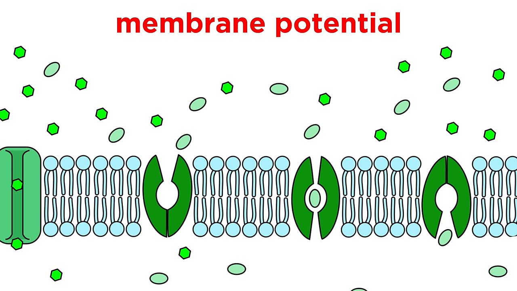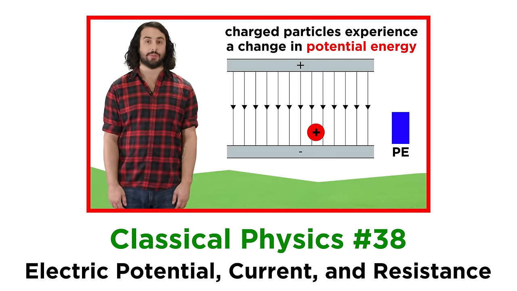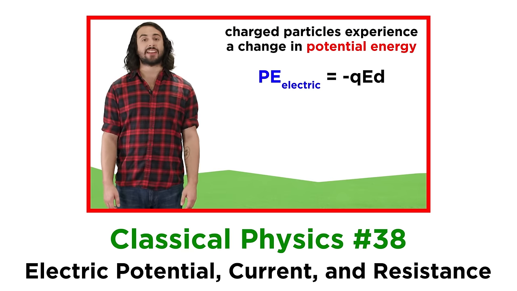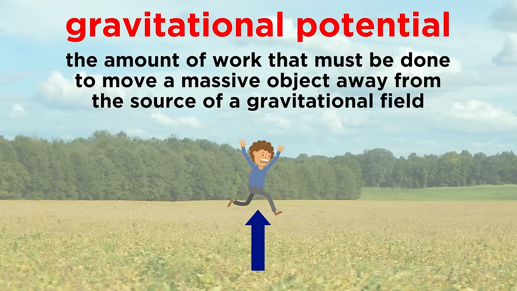In learning about how neurons work, the most important concept to understand will be the notion of membrane potential. This is a kind of electric potential, a concept we discussed from the standpoint of physics in the classical physics series. To put it as simply as possible, electric potential describes the amount of work that must be done to separate oppositely charged particles that are attracted to one another, just the way that gravitational potential describes the amount of work that must be done to move a massive object away from the source of a gravitational field.